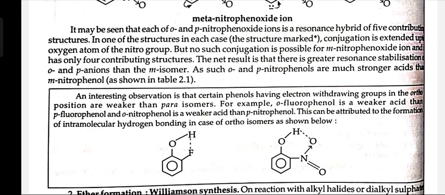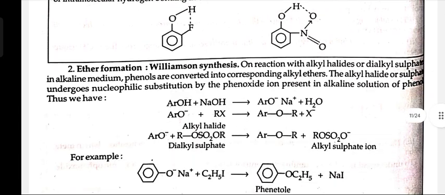It may be seen that each of the ortho and para nitrophenoxide ions is a resonance hybrid of 5 contributing structures. In one of the structures in each case, the conjugation is extended up to the oxygen atom of the nitro group, but no such conjugation is possible for the meta nitrophenoxide ion, which has only 4 contributing structures. The net result is that there is greater resonance stabilization of the ortho and para anions than the meta isomer. As such, ortho and para nitrophenols are much stronger acids than meta nitrophenol.